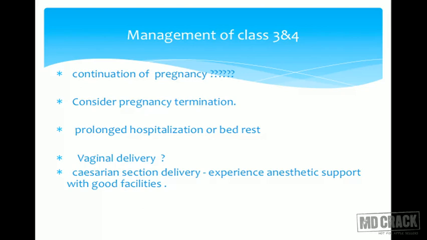Vaginal delivery, again a question mark. In class 3 and class 4, it depends on the lesion. It has to be decided for that particular patient in that particular situation. Caesarean section delivery if required. We need expert anesthetists who are good at giving cardiac anesthesia, and the center should have good facilities. It's not that caesarean section is completely safe in these patients.